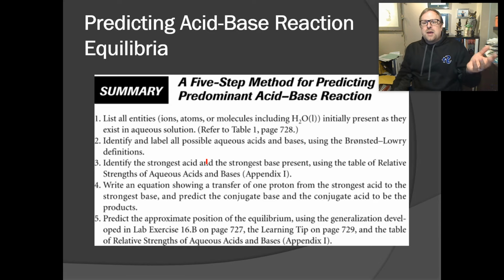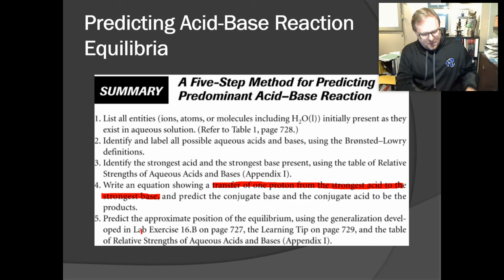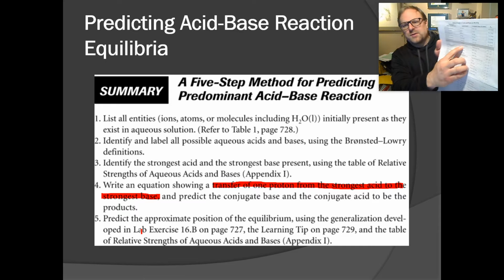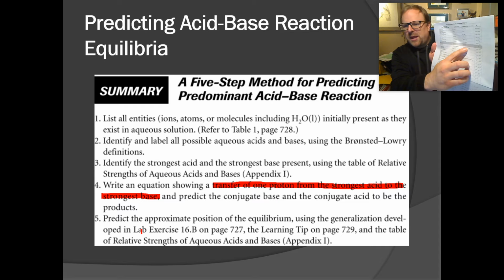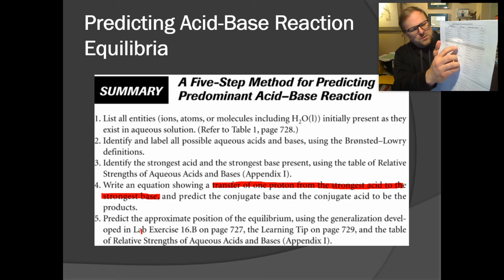Once we identify the acids and bases, we have to identify the strongest acid and the strongest base. Once we've identified those, we write an equation showing a transfer of a proton from the strongest acid to the strongest base. Then we predict the conjugate acids and bases. You can do that really easily here. If this was my strongest acid, then its conjugate base is whatever this is over here. If this was my strongest base, this is my conjugate acid, pardon me. So: acid, conjugate base, base, conjugate acid.